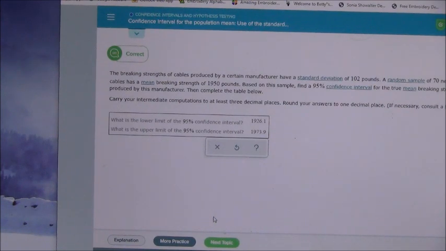So on ALEKS, practice using the formula, then double check with your calculator using the Z interval for your confidence interval using the standard normal. There's one more on your paper that is a problem right from ALEKS that I'm going to have you go ahead and give a try.